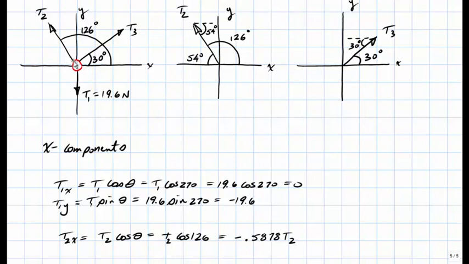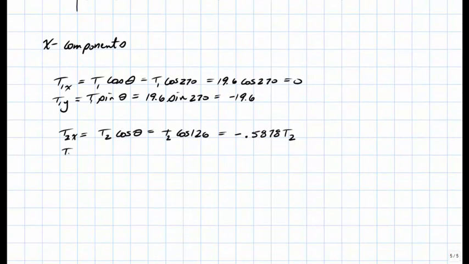Now, the y component should become positive because T2 is pulling the ring also along the positive y direction. Let's see if that bears out. So T2y equals T2 times the sine of the angle. That equals T2 times the sine of 126. And that, if we enter it into the calculator, equals 0.809 times T2. That fourth digit is a zero, that's why I didn't include it. And it did come out to be a positive value.